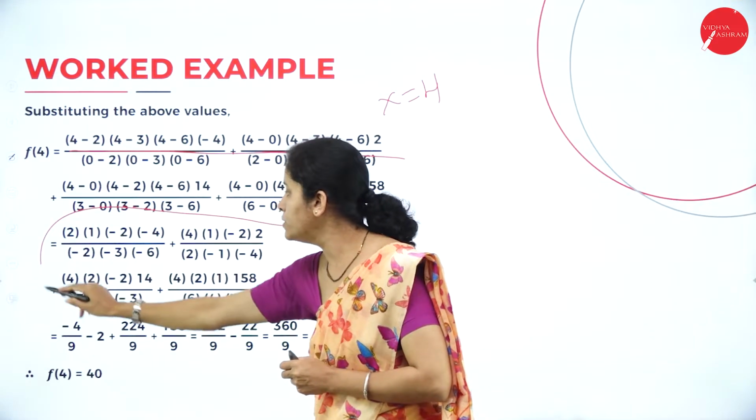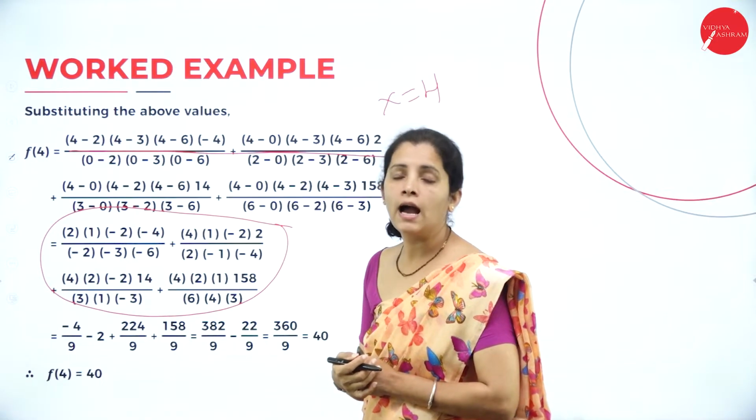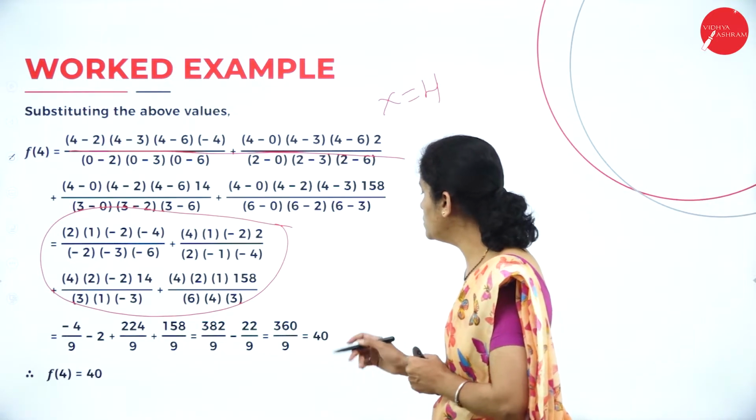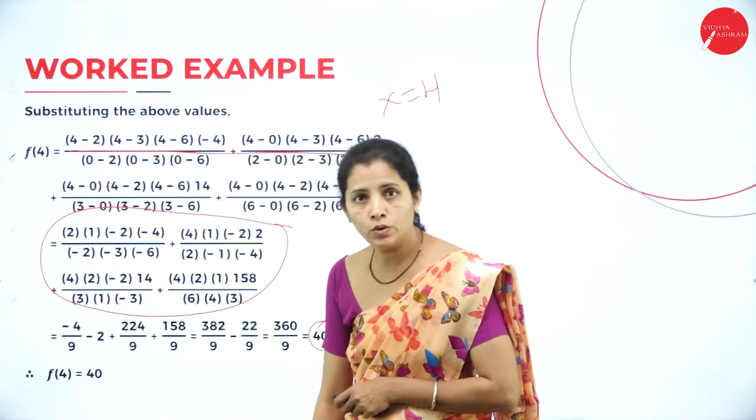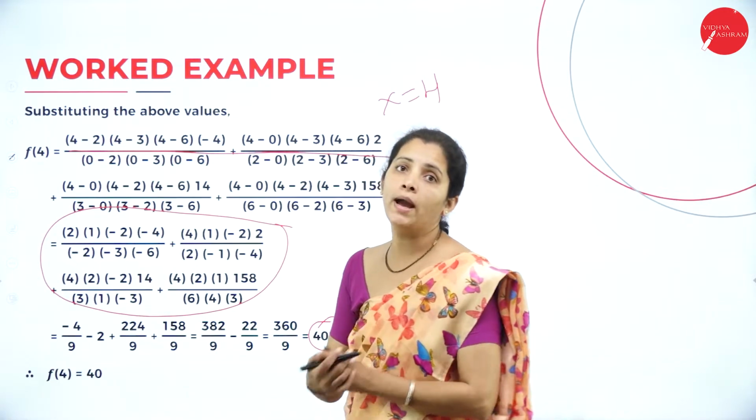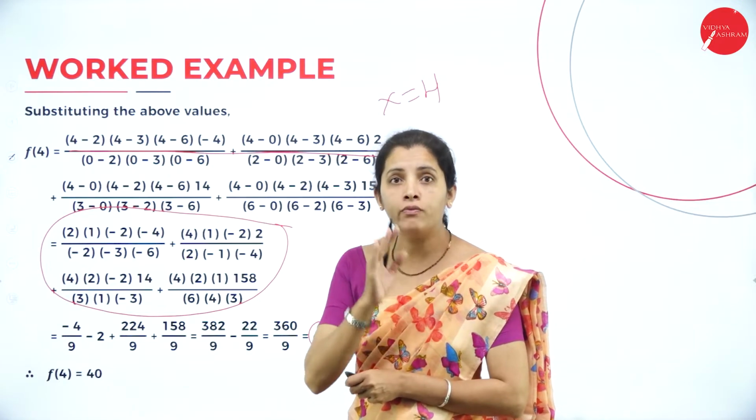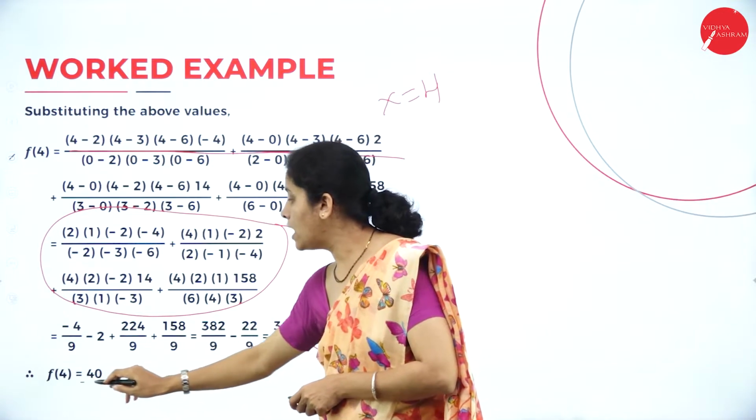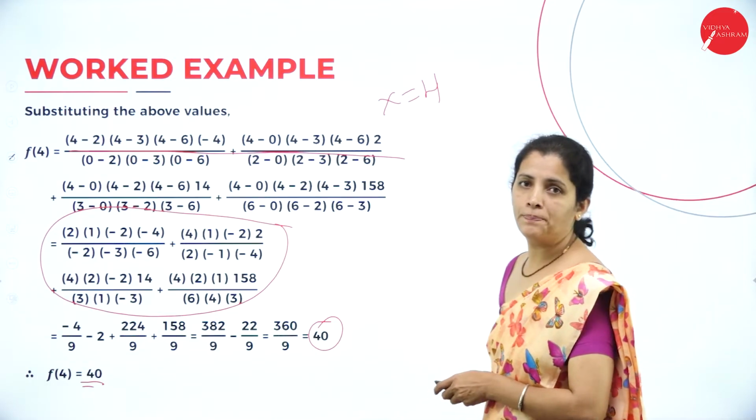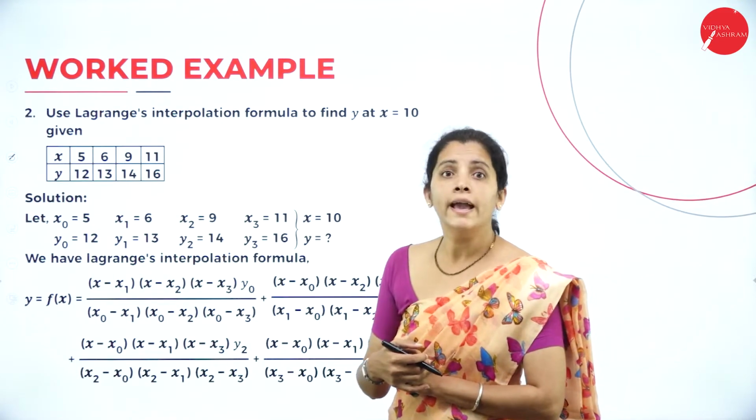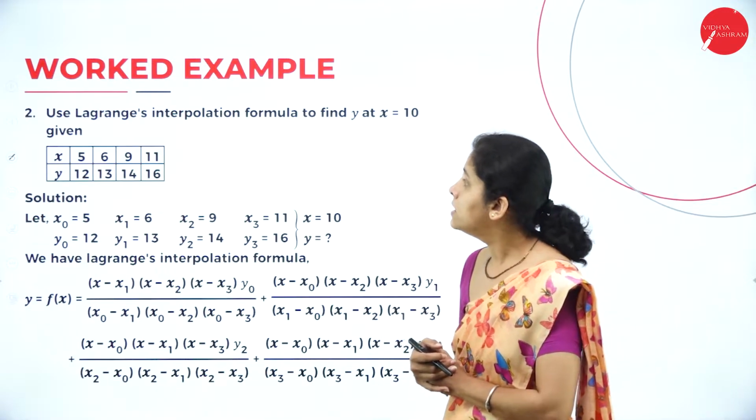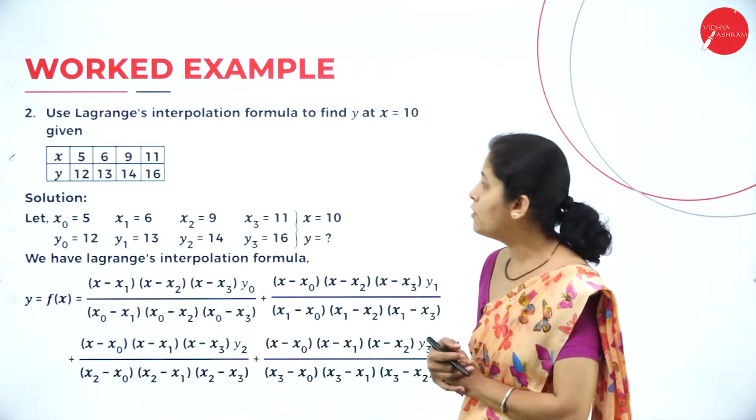After substituting the values and calculating, I'm going to get the answer 40. I'm going to write the conclusion that when f of 4, then I'm going to get the answer 40. Now, dear student, let me consider another example under Lagrange's interpolation formula.